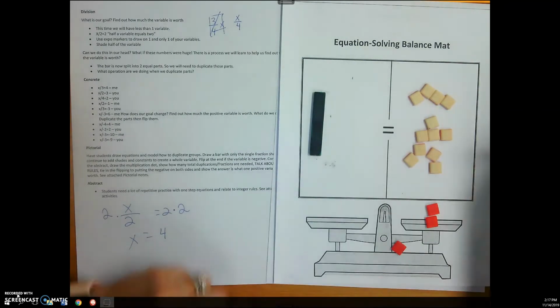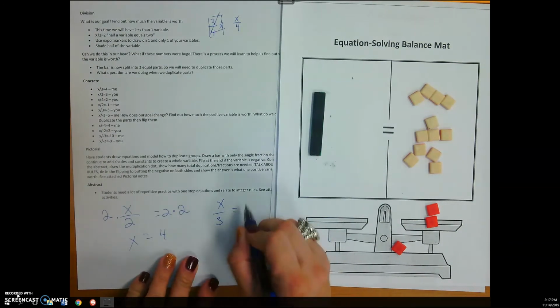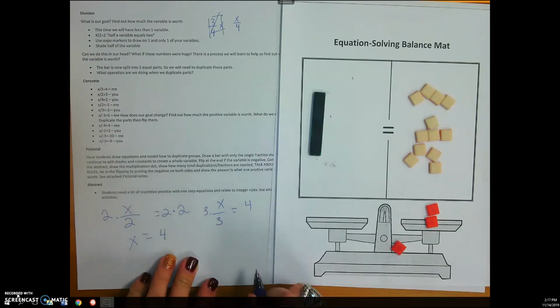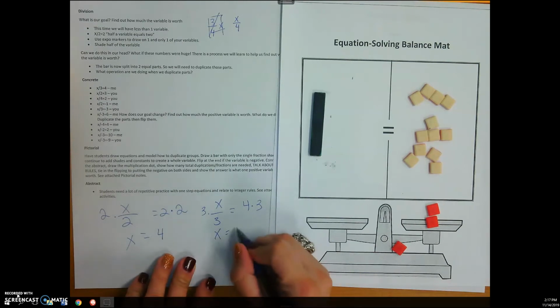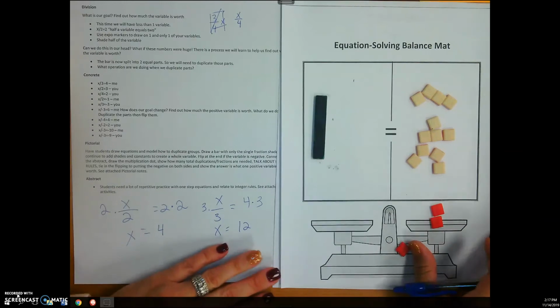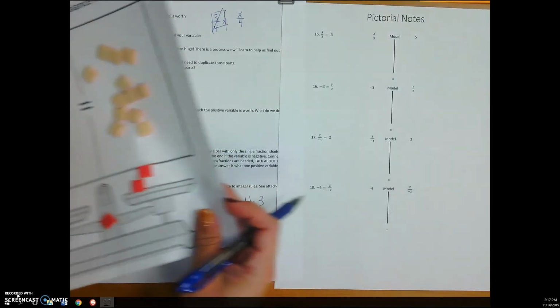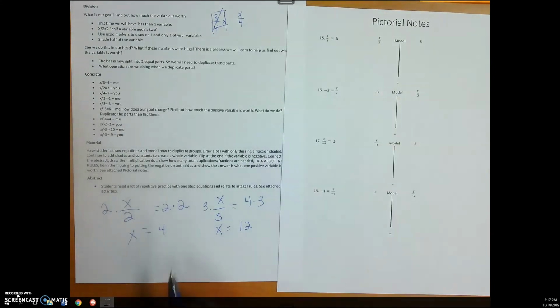So you will have x in 2/3. One of those thirds is equal to 4. So if we're doing that 3 times, our x is worth 12. Okay, so that is how we would model. Oh, I'm sorry, let's do a negative example.